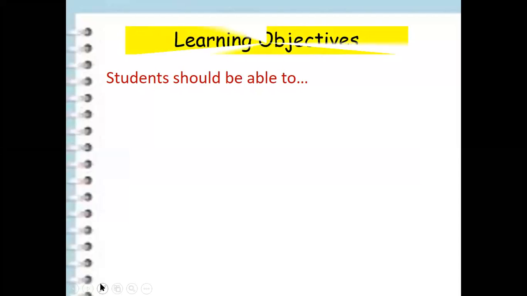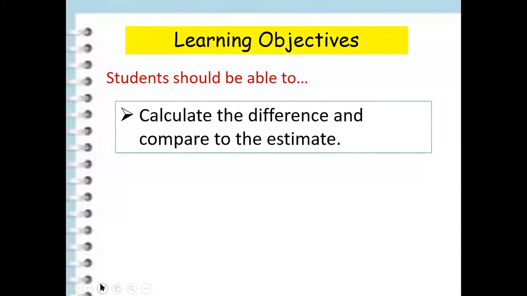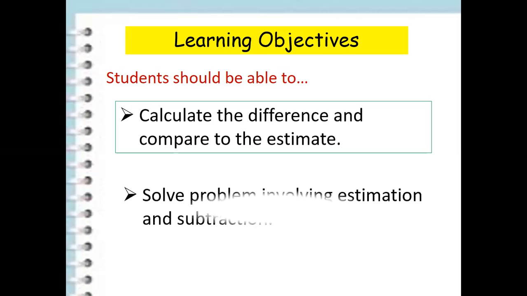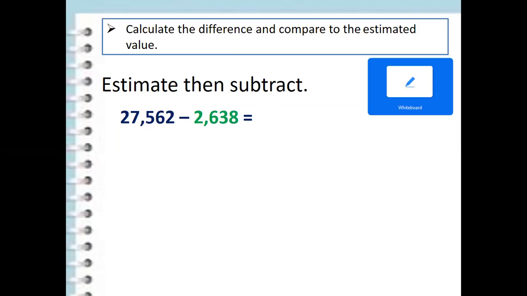Our first objective is to calculate the difference and compare it to the estimated value. When we say difference, that means we are going to subtract, because the difference is the result of subtracting two numbers. Next is solving problems involving estimation and subtraction. Now, let's try this one.